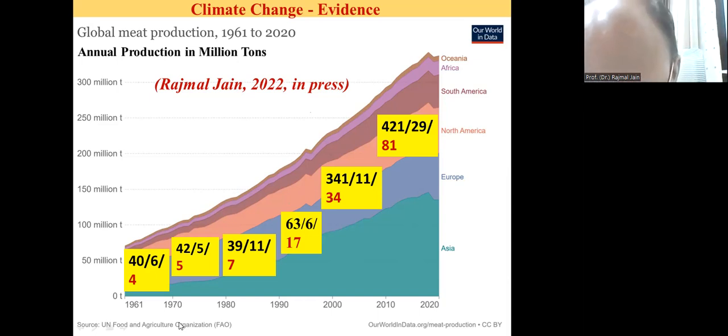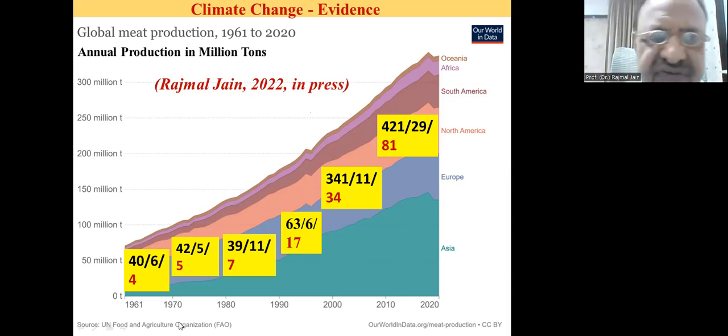And in the last decade, 2011 to 2020, 421 earthquakes, 29 volcanoes, and 81 tsunamis have already taken place. And now we are in 2023. The final corrected data I have not received, but this is the story up to 2020.